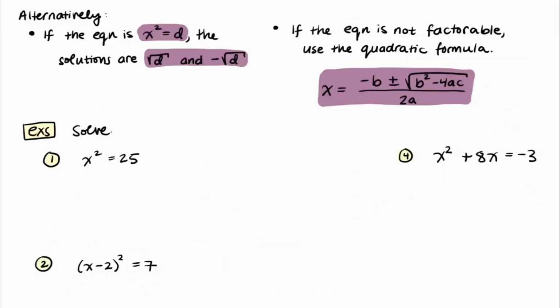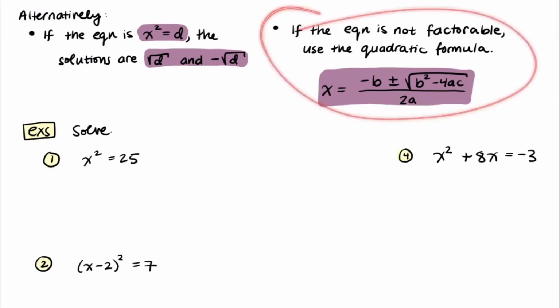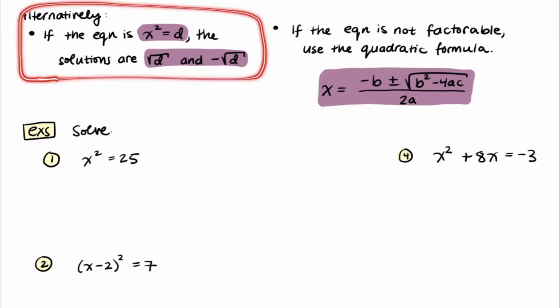Here are some special cases with quadratics. If you have an equation, this is shorthand for equation EQN, x squared equals something, where this is a number, then the solutions are just the positive square root of this number and the negative square root of that number. So we'll talk about this in a minute, but let's look at examples of this.